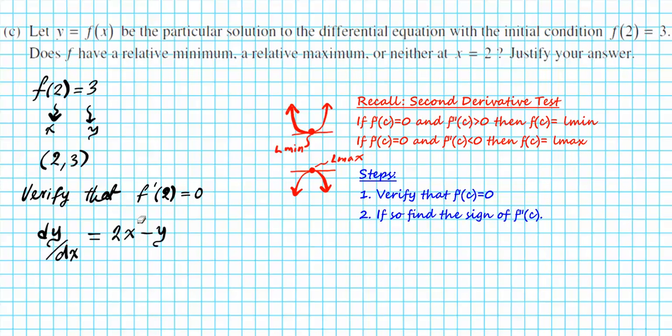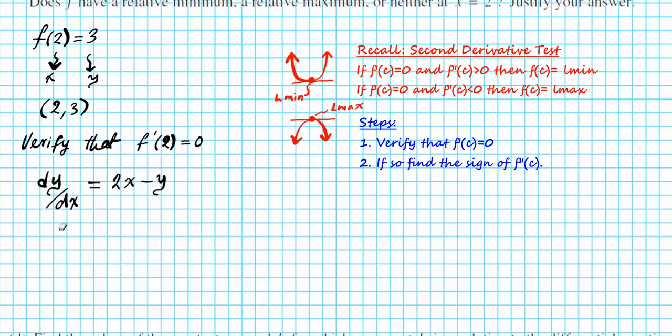Okay, now we're going to evaluate the derivative at that point. So what is dy/dx evaluated at (2, 3)? So just simply plug them in here. If we get 0, then we know it's a critical point. Okay, if not, then we have a problem. So we have 2 times 2 minus 3. That's 4 minus 3, which is equal to 1. Uh-oh. This is not equal to 0. (2, 3) is not a critical point, so it's neither a relative max nor a relative min.